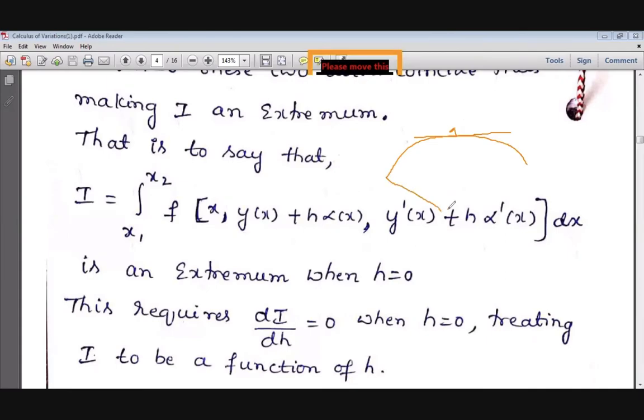Minimum also same. If it is decreasing, then it should take a U-turn. Where it took a U-turn, there dI by dh will be 0. Okay, dI by dh is equal to 0 when h is equal to 0. So both, this should not be there. These two curves should be above or below. Then dI by dh should be 0, treating I to be a function of h.